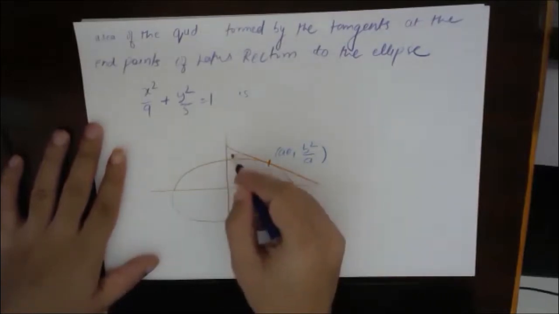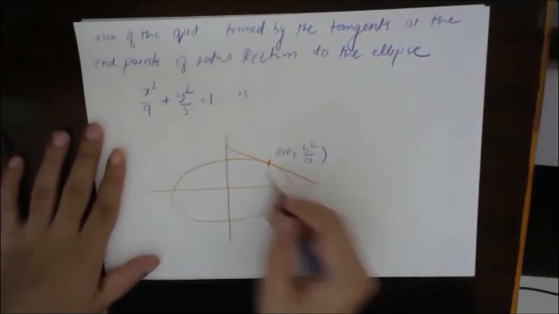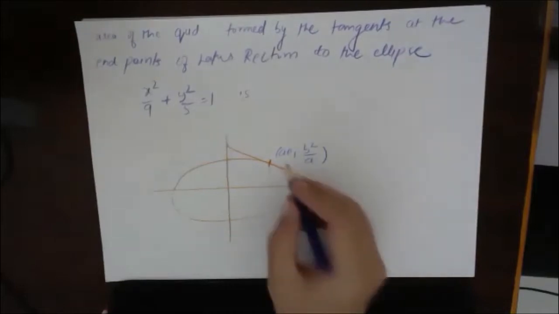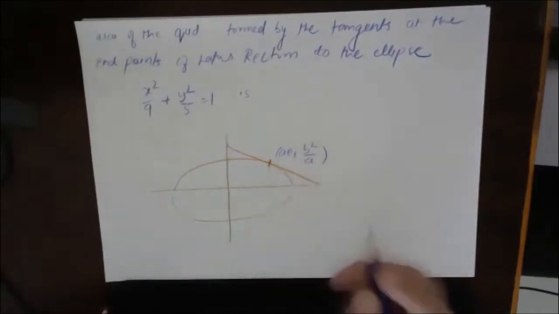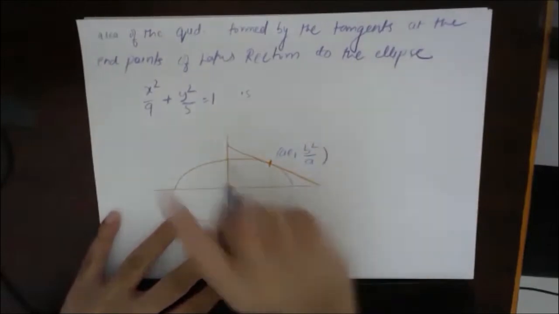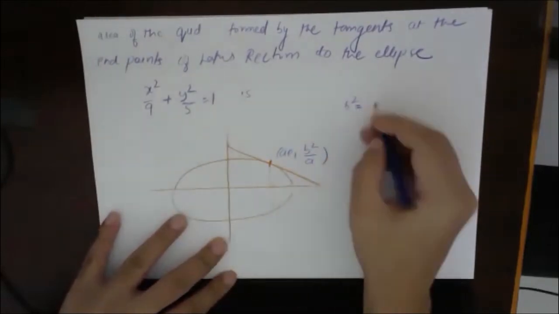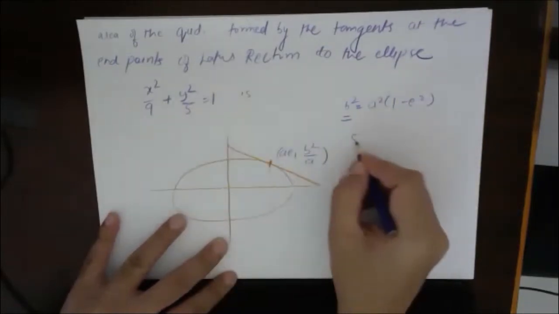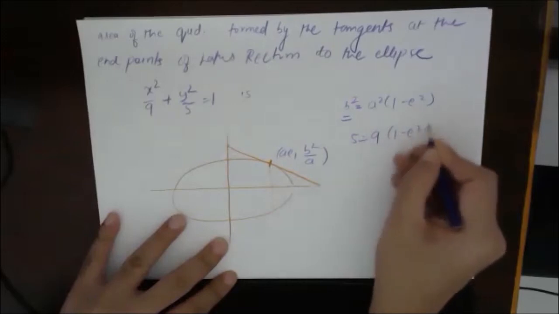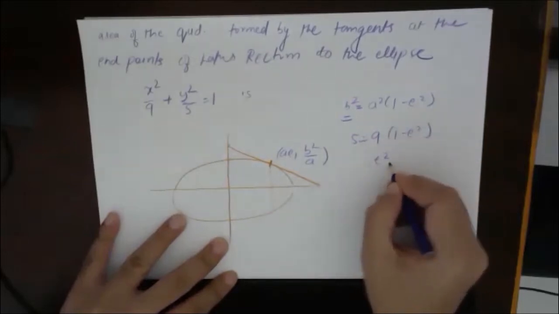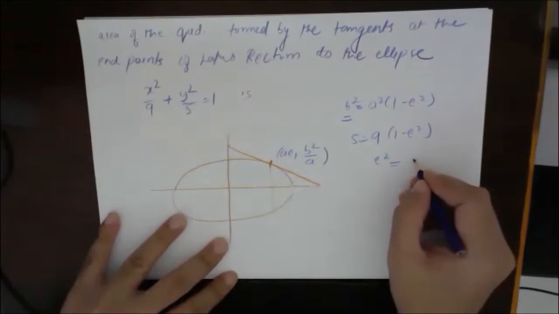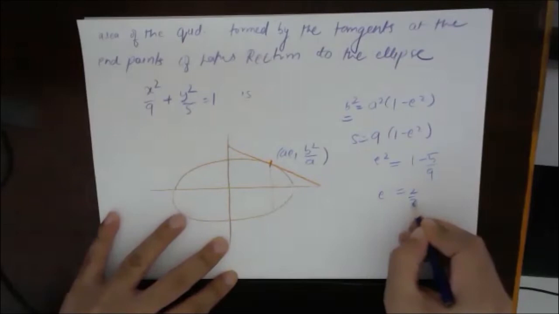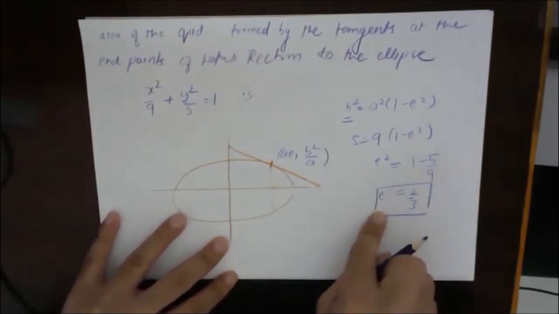So what we can do is just find the area of this triangle and multiply it with 4 to get the area of the whole quadrilateral, right? Now, first we have to find the value of e. We know the relation between a, b and e. So b square is equal to a square into 1 minus e square. B square is 5, so 5 is equal to 9 into 1 minus e square. So e square is equal to 1 minus 5 by 9, so e will be equal to 2 by 3.